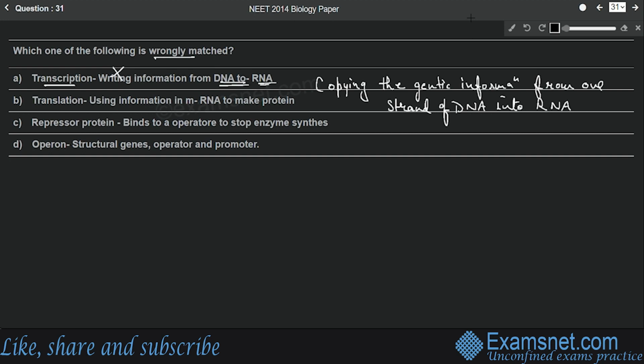So this is wrong match. Writing is not a correct word. Then the second one is translation, and it is matched with using information in the mRNA to make protein. This is absolutely correct. Third one is repressor protein. It binds to operator to stop the enzyme synthesis. This is also correct. And the last one is operon. So it has structural genes, operator and promoter. This is also correct. So the only wrong match is the first one. So option A will be the correct answer.